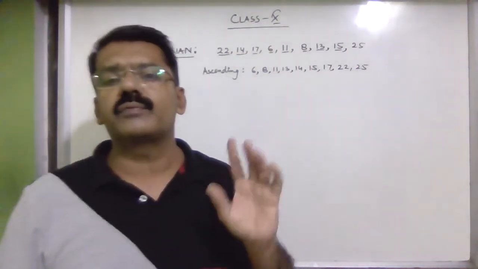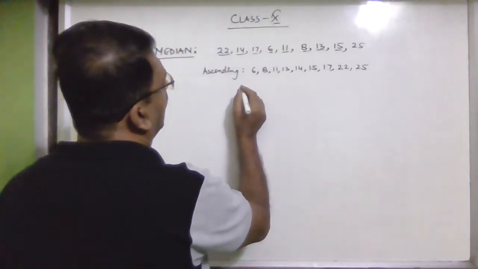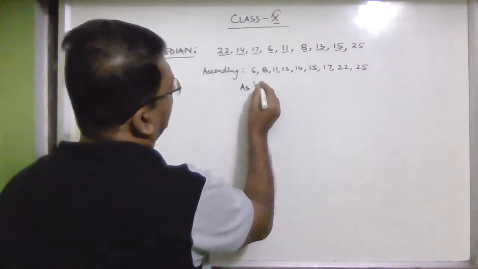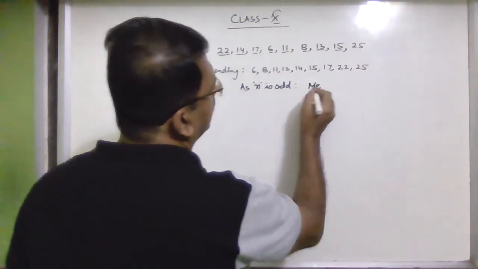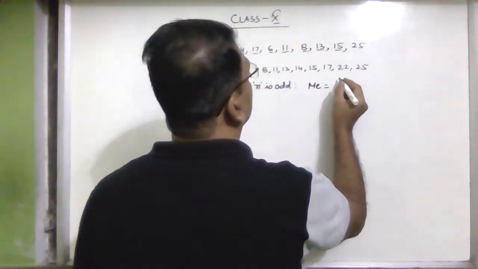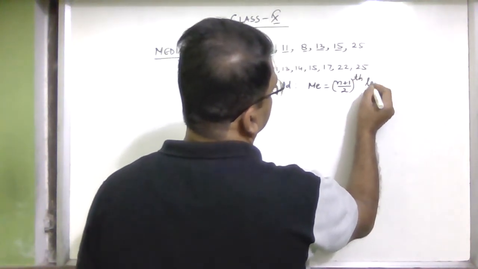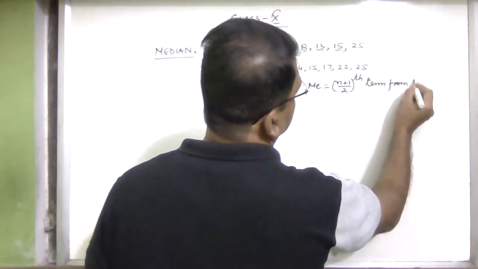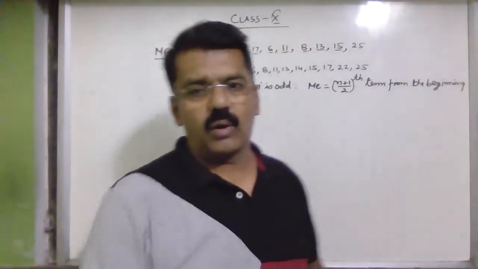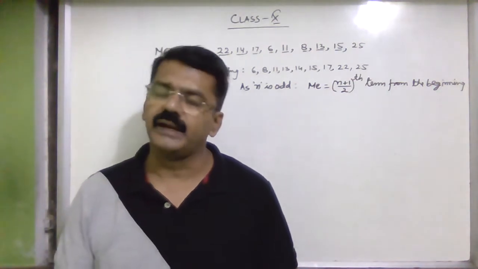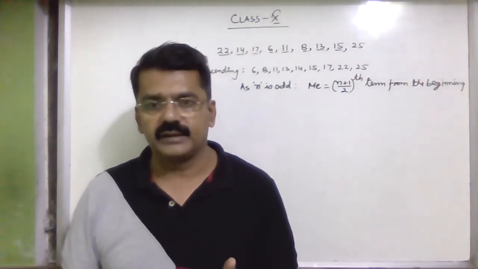So when an odd number of items are there, how to find the median? As n is odd, n meaning the number of items, median will be equal to the (n plus 1) by 2th term from the beginning. Means if n is odd, then simply add 1 to it, it will become even, then divide it by 2. Whatever number you get, that term from the beginning will be the median.